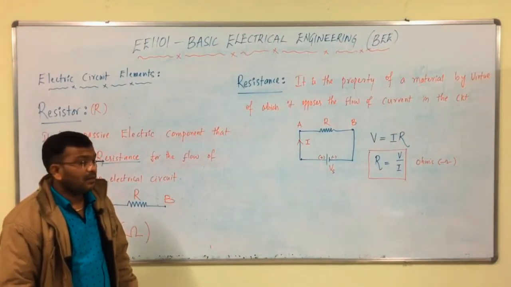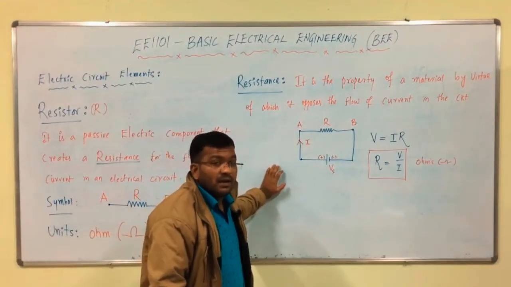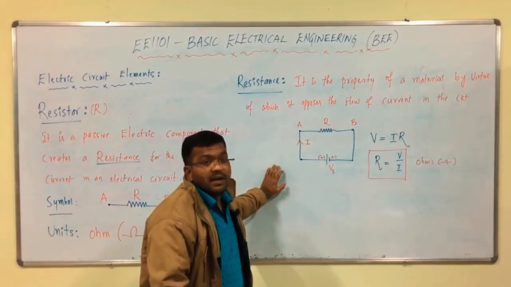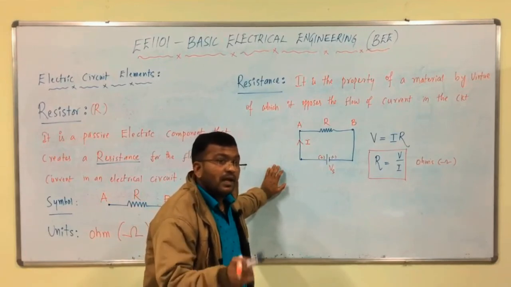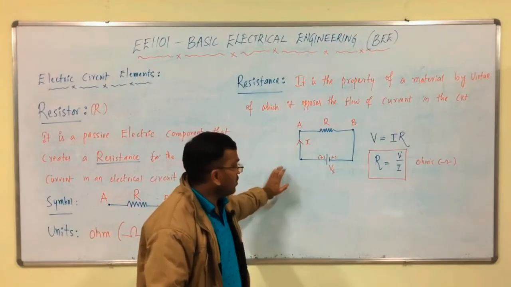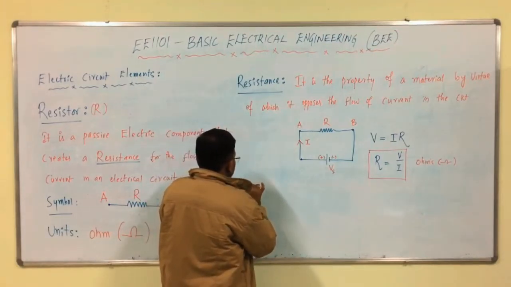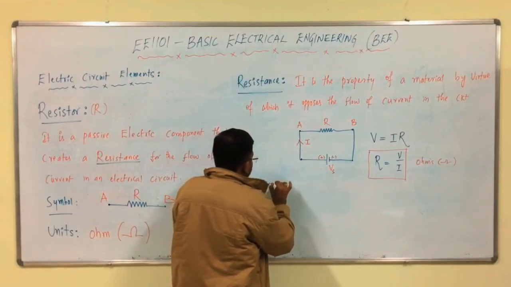Then we said this is a passive element, no? What is a passive element? It dissipates, absorbs, delivers power instead of producing power. That is it, no? So, then power dissipation.